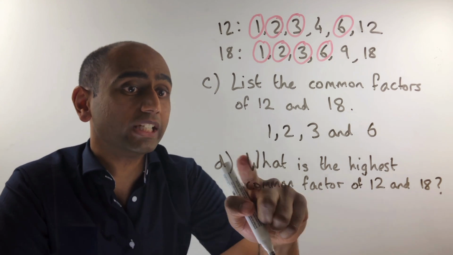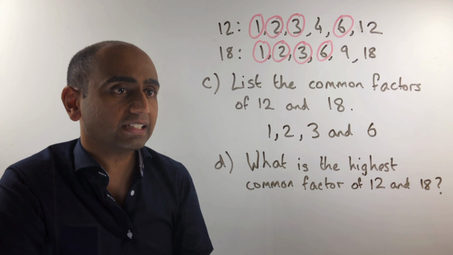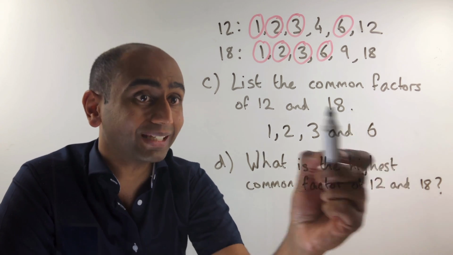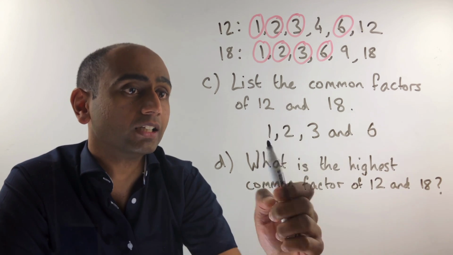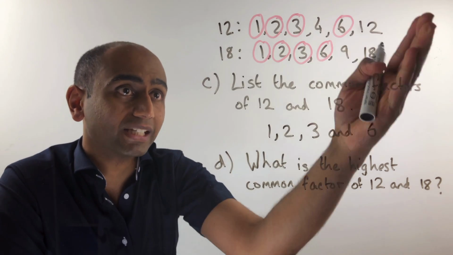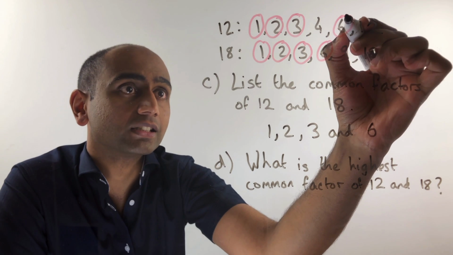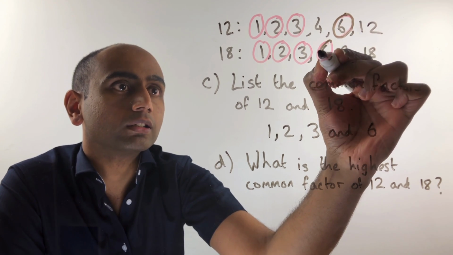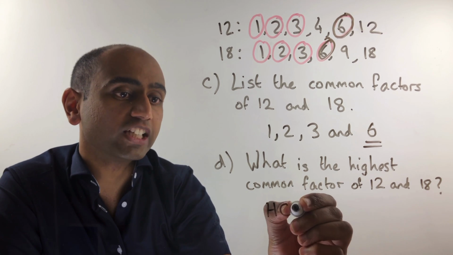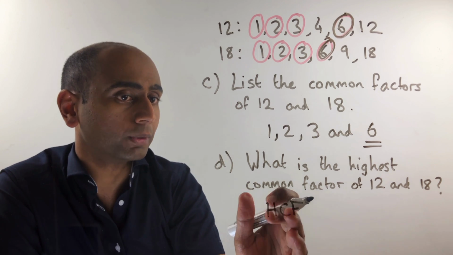In part D, we need to find the highest common factor of 12 and 18. The highest common factor is simply the highest or biggest number in this list here. It's the biggest number that is a common factor of both. So it's the biggest number that's a factor of 12 and a factor of 18, and that is 6. A very common abbreviation you will come across is HCF. It is the highest common factor.